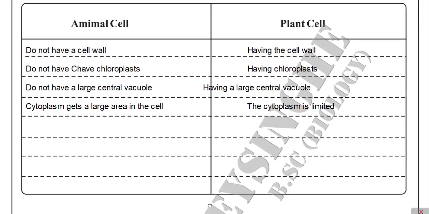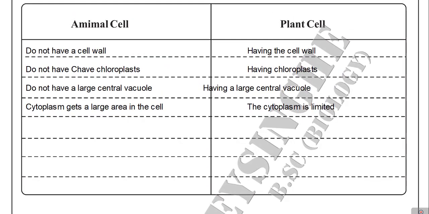Right. Animal cell and the plant cell. Animal cell, it does not have a cell wall, right? Animal cells, or animal cells like that, we get in plant cells, right? It should be an S there because of the grammar problem.